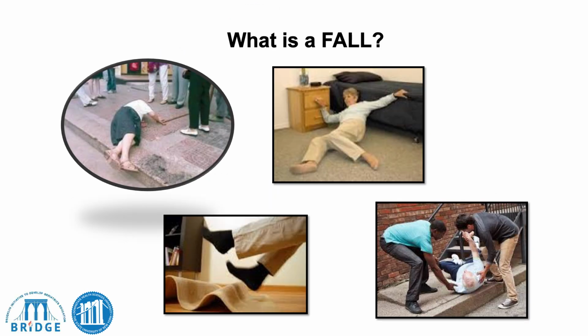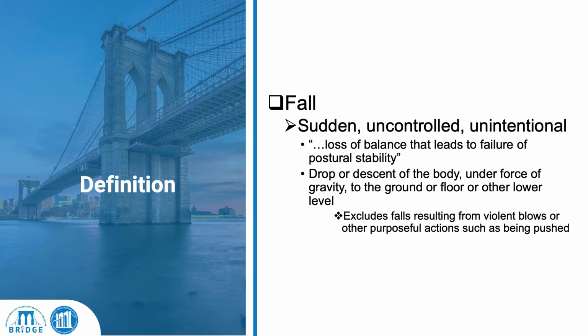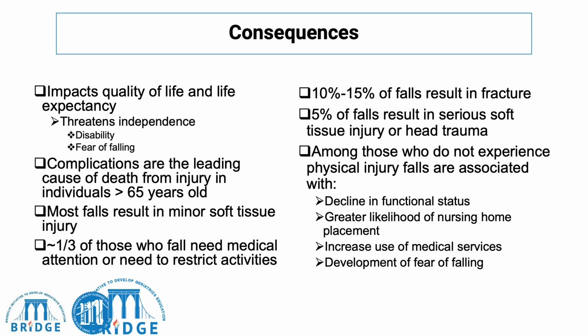What is a fall? These are examples or images of a fall. But what is a fall? What's the definition of a fall? A fall is a sudden, uncontrolled, unintentional loss of balance that leads to failure of postural stability. It's also a drop or descent of the body under force of gravity to the ground or floor or other lower level. What are some of the consequences of a fall?